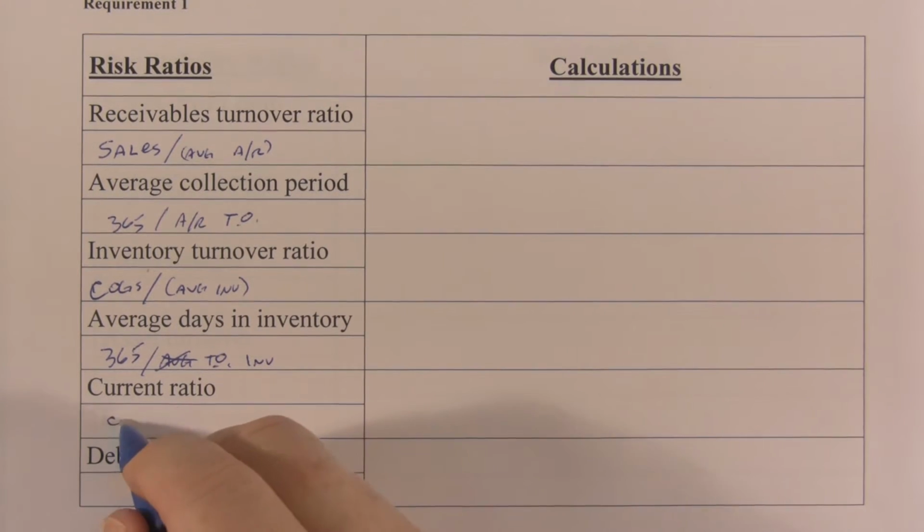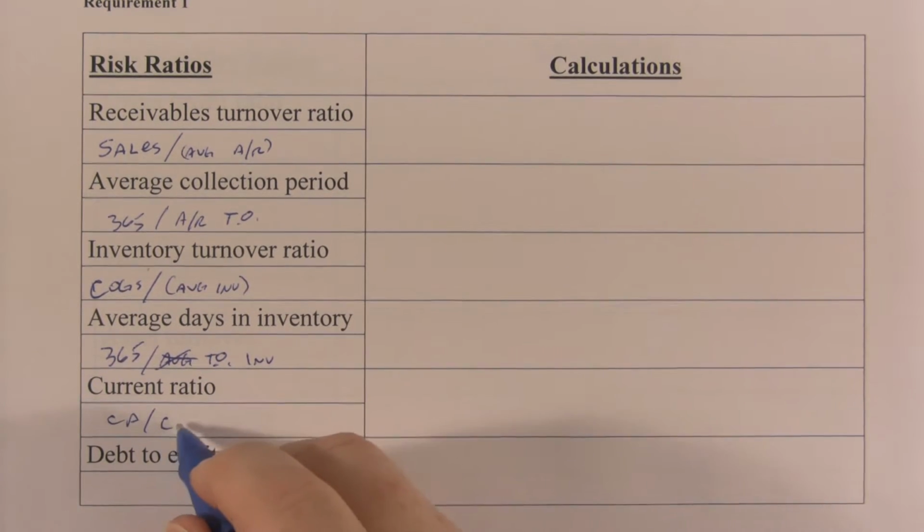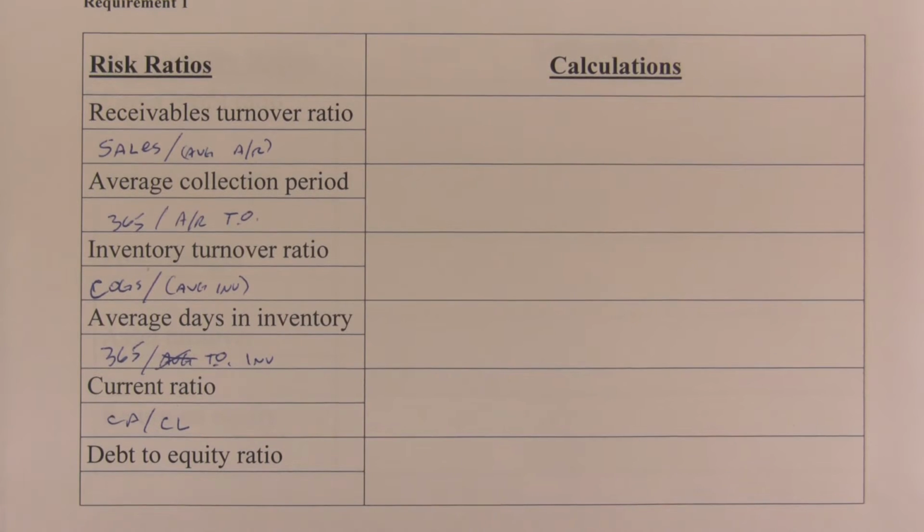Current ratio is current assets divided by current liabilities. And debt is our total debt divided by our total equity. Just to make sure we understand what we're looking at. So let's go grab these numbers.